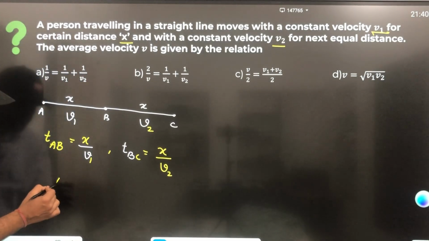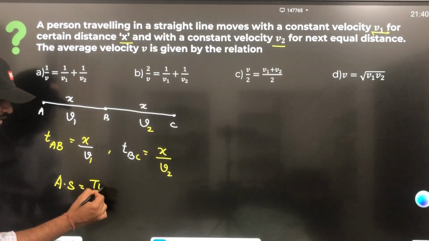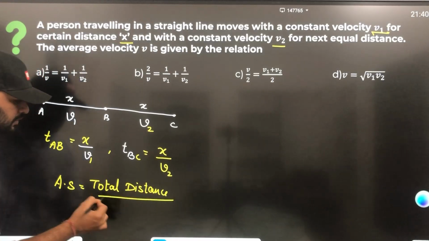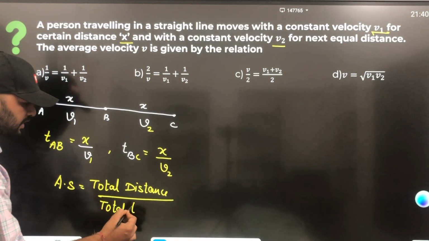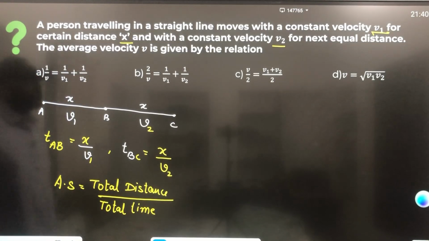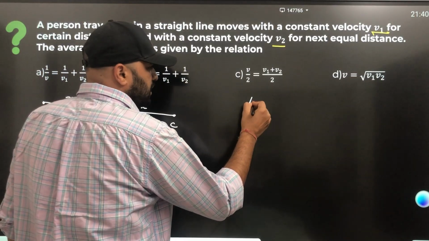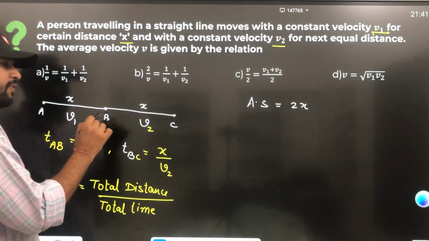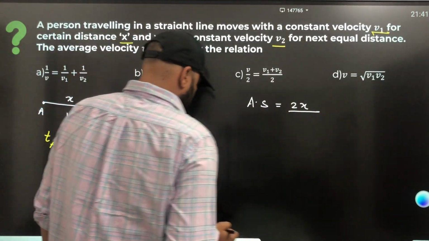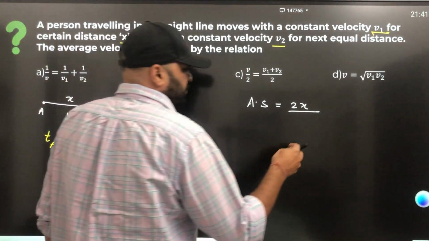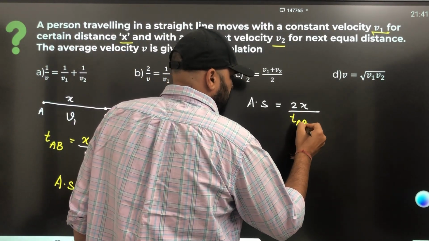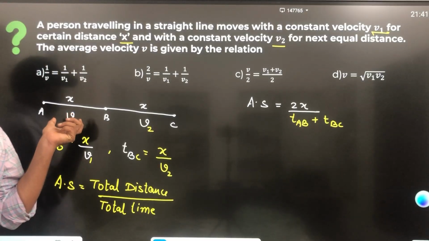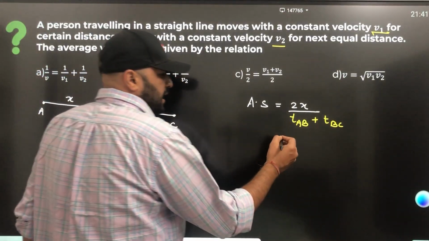Now sir, what is the formula for average speed? Our average speed is nothing but total distance whole divided by total time, right? Total distance over total time, that is our average speed. Now what is the total distance over here? Total distance over here is nothing but 2x, right? Why sir? x while going from A to B and x while going from B to C, whole divided by the total time. Total time will be, let me write it for you, TAB plus TBC. I hope this is clear, right? This will be the total time interval while going from A to B, time interval while going from B to C.